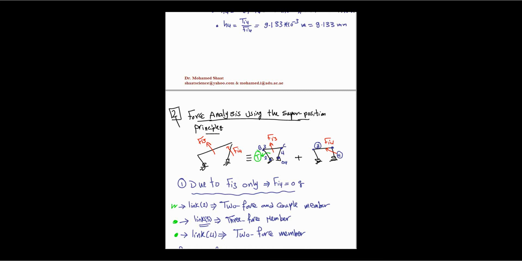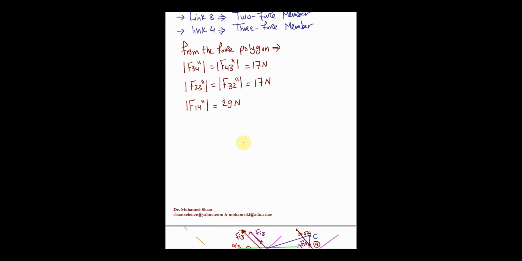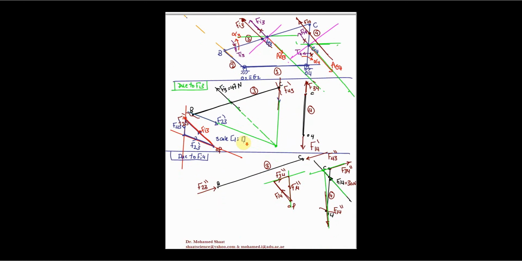This total force should be the F23 dash plus the F32 double dash, F2 dash plus the F23 double dash, that we just got from the superposition analysis method. Make sense? So we have to find the resultant of all of these different forces, and this is what we're gonna do here. We're gonna draw different force polygons.